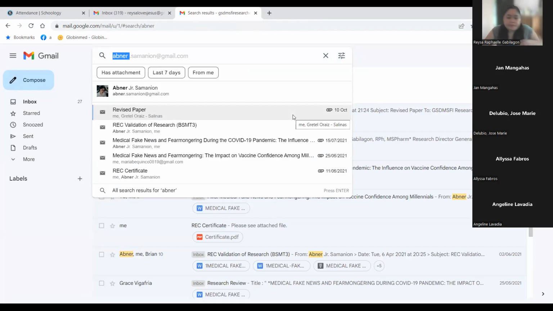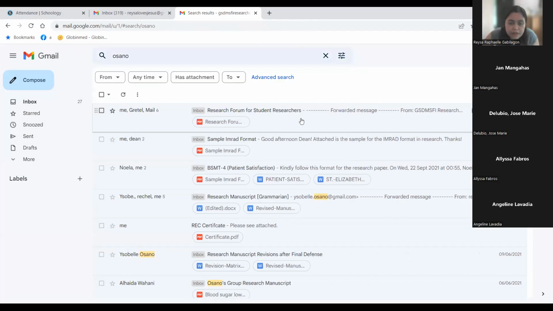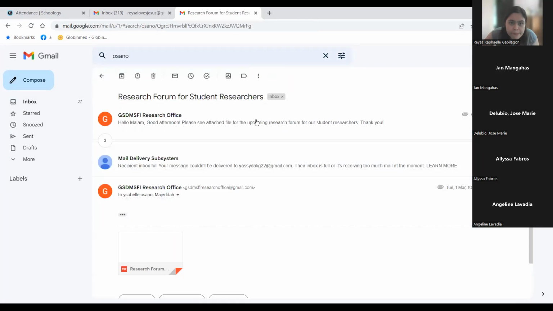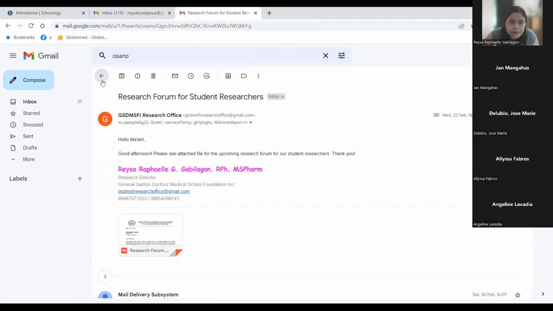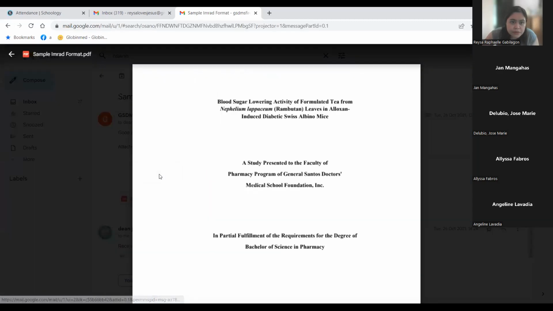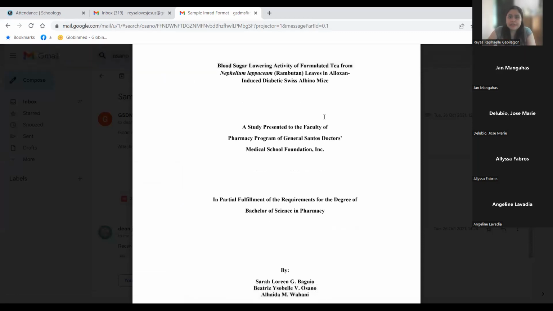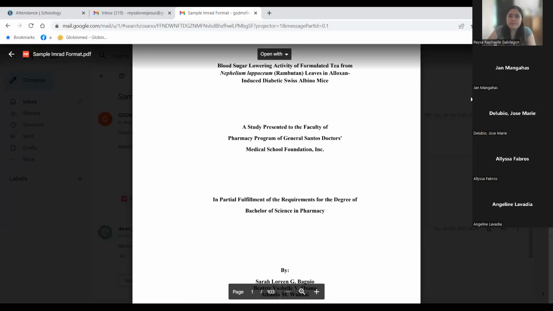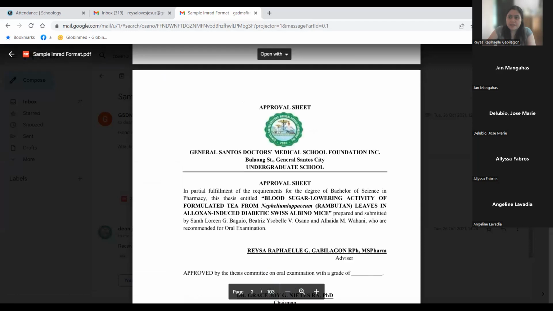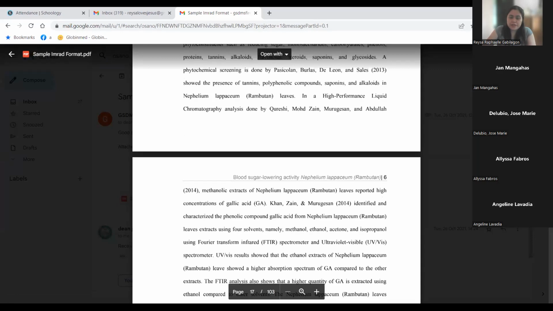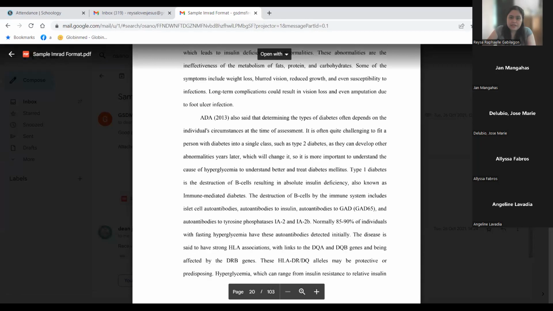I want the study. Wait lang. What is this research for? About this one. This one. So this one is an experimental research, blood sugar lowering activity of formulated tea from Nephelium lapacum rambutan leaves in alloxan-induced diabetic Swiss albino mice. Of course, this is experimental research. But let's see how they did their research local.